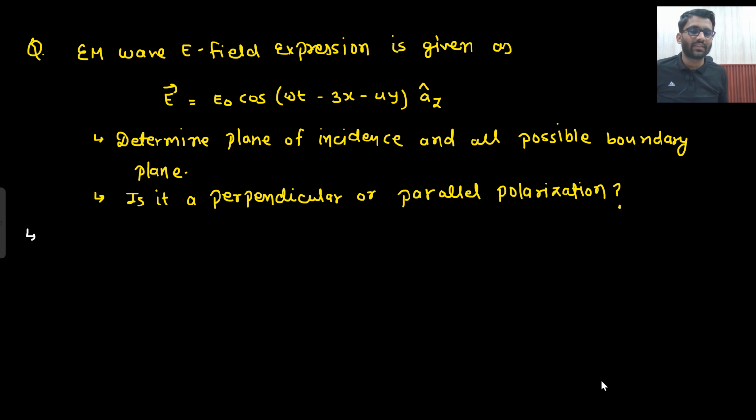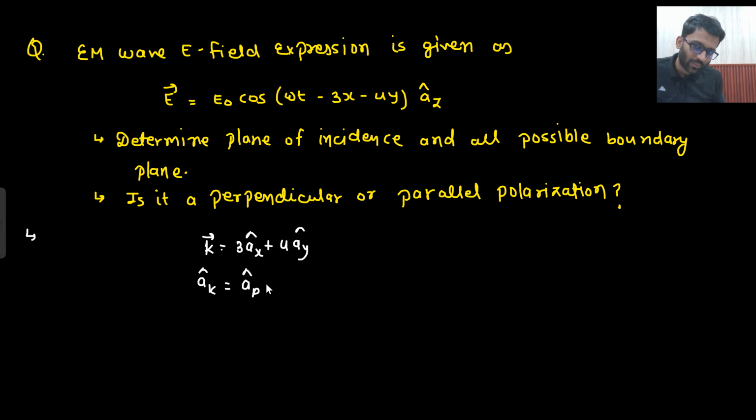So what is the direction of the EM wave in this question? Can you write down the K vector directly? Yes. The minus sign I will take outward. 3ax cap plus 4ay cap. So what is my direction of propagation? That is 3ax cap plus 4ay cap divided by 5. That means my direction of propagation is in the xy plane.